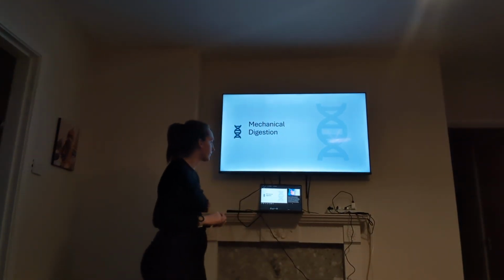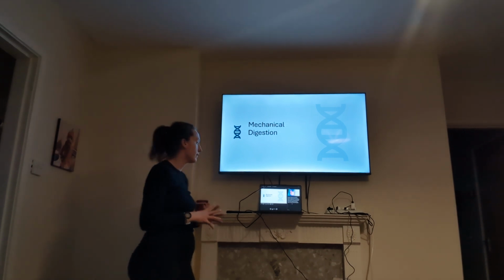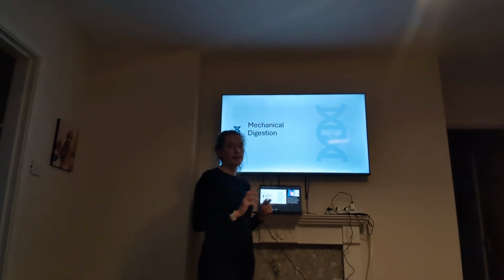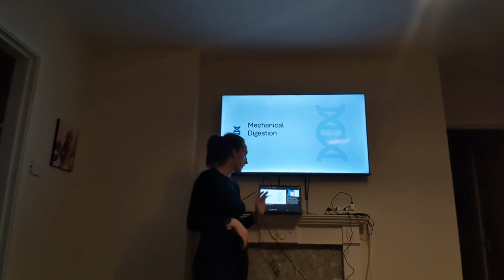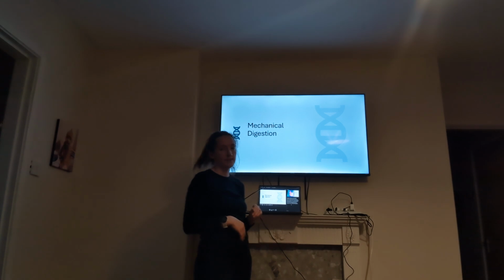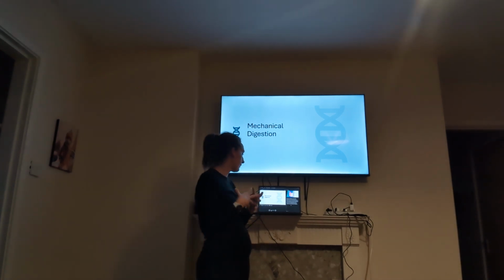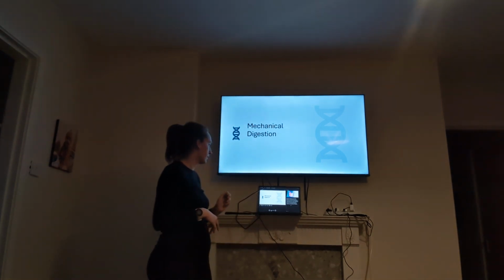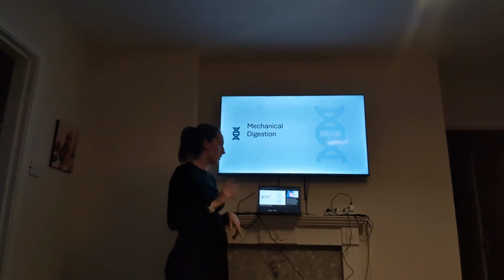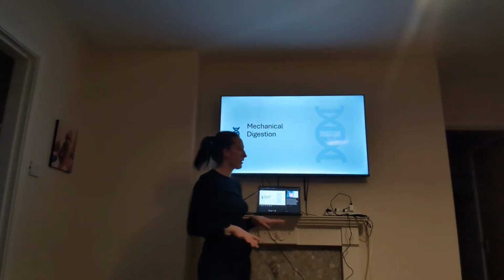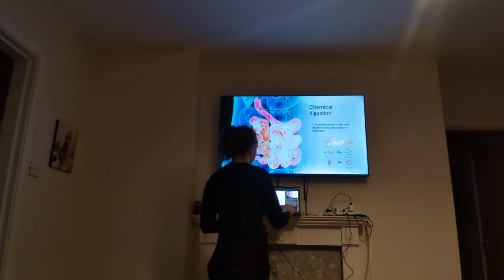Mechanical digestion. Mechanical digestion is the physical breakdown of the food. So that's the actions of chewing, swallowing, and churning of the food in the gastric acid. The organs involved are the mouth, the larynx, the esophagus and the stomach. It breaks it down, changing the food composition, increasing the surface area, allowing chemical digestion.